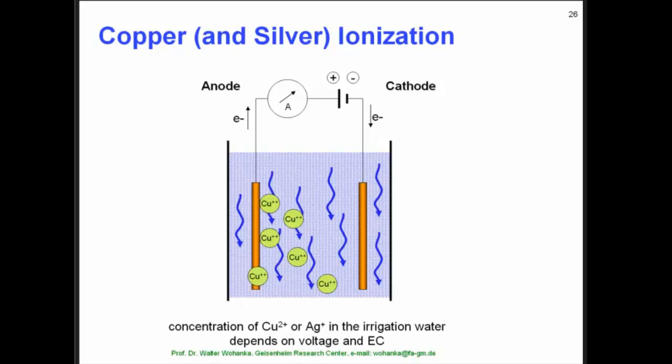For this purpose, copper or silver electrodes are submerged into a water stream. The electric current between the electrodes displaces positively charged ions from the anode. The water stream carries away these microbicidal ions. The amount or concentration depends on the voltage and the electric conductivity of the treated water.